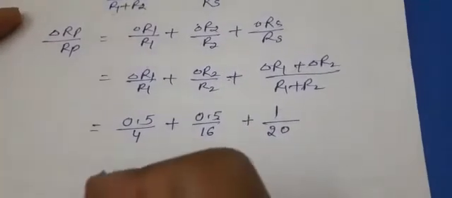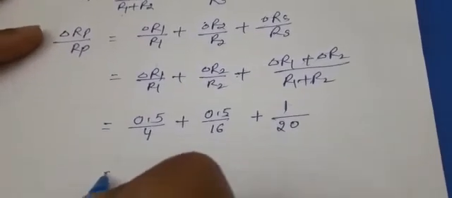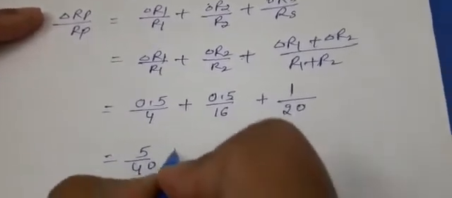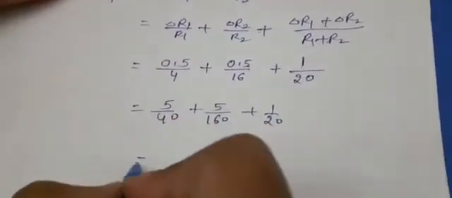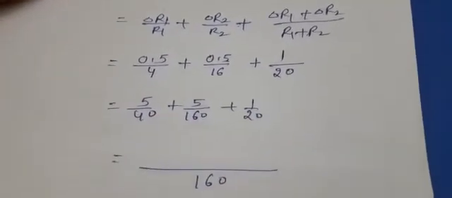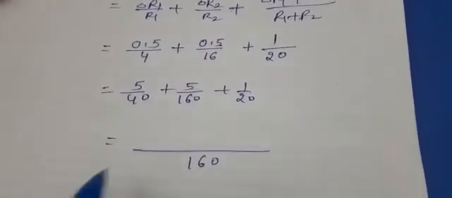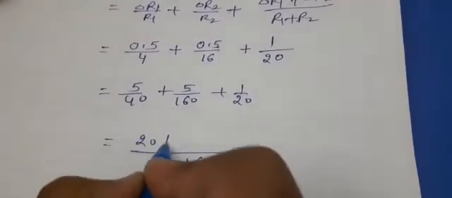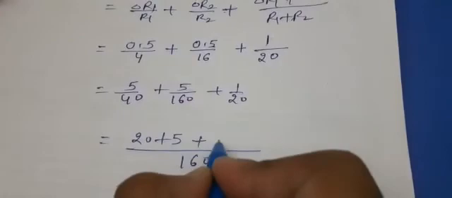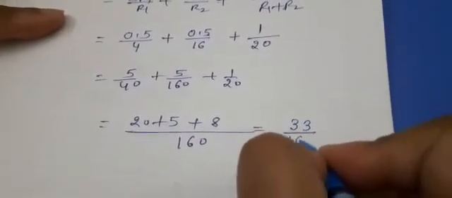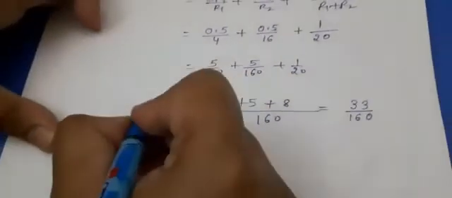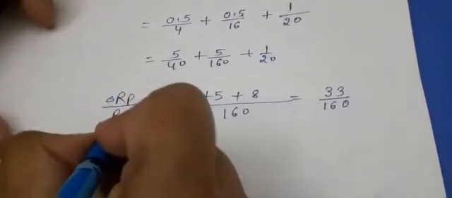Now, in the next step, you will simply solve it: 5 by 40 plus 5 by 160 plus 1 by 20. Now the LCM is 160. So it is 4 plus 5 plus 8, then it will be 33 by 160. So this is del RP upon RP.